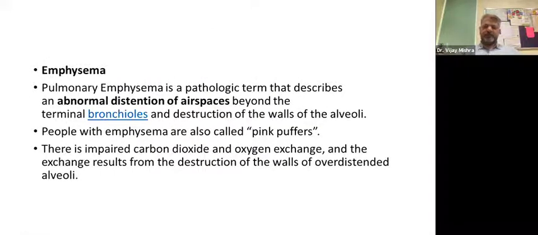Emphysema, as we discussed, is a permanent abnormal distension of air spaces beyond a point which we call the terminal bronchioles, and there is a destruction of the walls of the alveoli. So there is a permanent dilatation. These patients are also called pink puffers. There is impaired carbon dioxide and oxygen exchange, and this is because of the destruction of the walls of the over-distended alveoli.